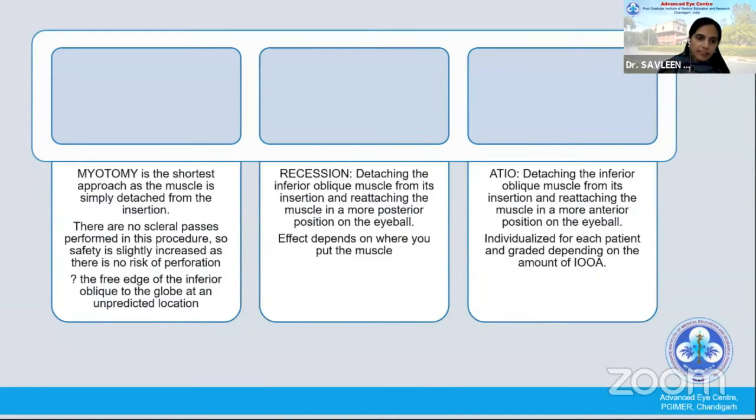So myectomy, the shortest approach, you hook the inferior oblique, you cut, and since there are no scleral passes performed in this procedure, the safety margin is more and there's no risk of perforation.